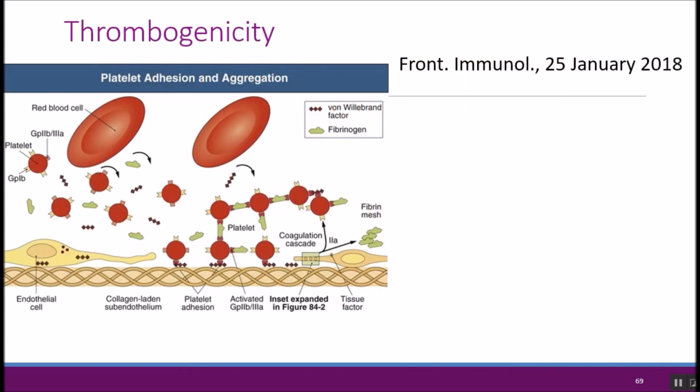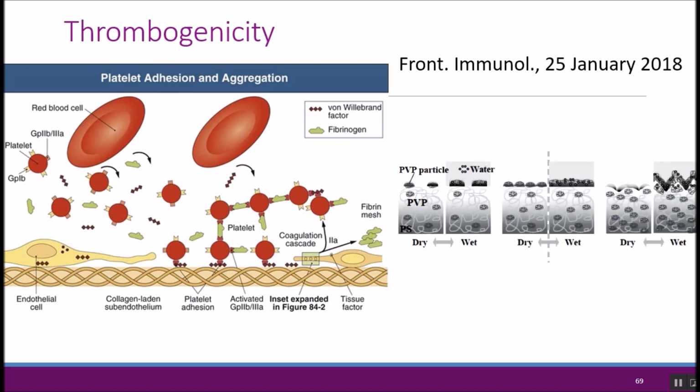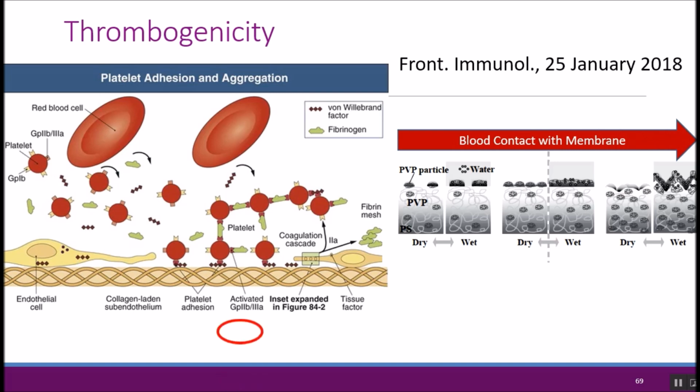Considering the thrombogenicity with hemodialysis membrane, contact of the blood can induce platelet activation, coagulation cascades, and formation of fibrin mesh. So if there is any kind of roughness of the dialysis membrane, the blood contact will induce thrombogenicity by activation of platelets, coagulation, and formation of fibrin mesh.